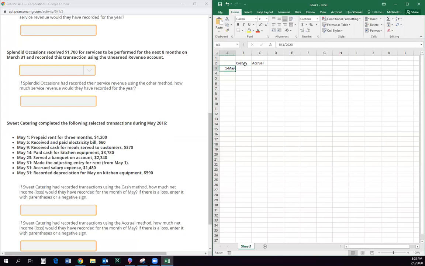On May 1st, I prepaid the rent for 3 months. So under a cash basis, I'm going to call that an expense of $1,200. But under an accrual basis, I'm going to say there's no expense there. Instead, we're just creating an asset called prepaid rent.